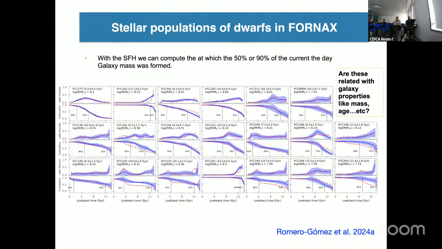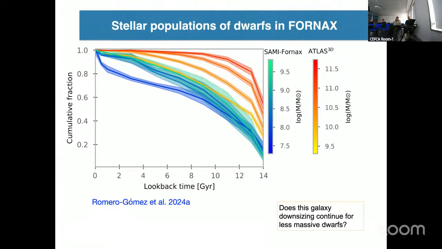The star formation histories are very useful because we can compute time scales. We can compute, for example, T50, which is the time when 50% of the stars in the galaxies are formed. We can compute T90, which is the time when 90% of the star population in the galaxies is formed. Usually in the literature, T90 is associated with the quenching time of the galaxies. So T90 is telling us about the time when the galaxy quenches, basically.